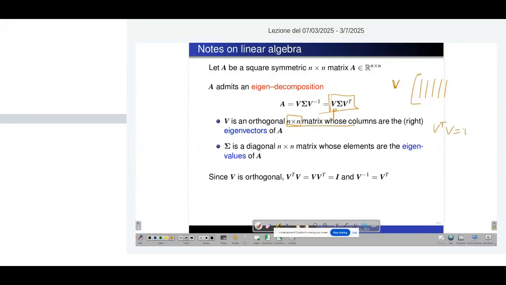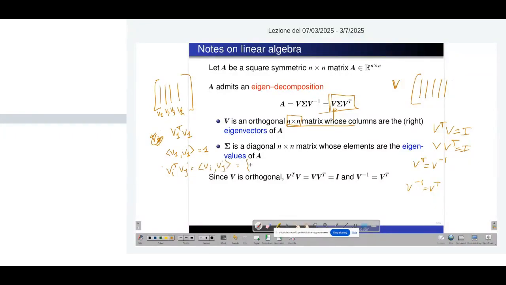What does it mean, orthogonal matrix? It means that the matrix times the matrix transpose is the identity, which means that the inverse of the matrix is its transpose. If I take 2 columns of this matrix, what happens? V1 transpose V1, which is nothing else than the scalar product of the column V1 with itself, is 1. And if I take any two columns and compute their product, then it is 1 if i is equal to j, otherwise it's 0.